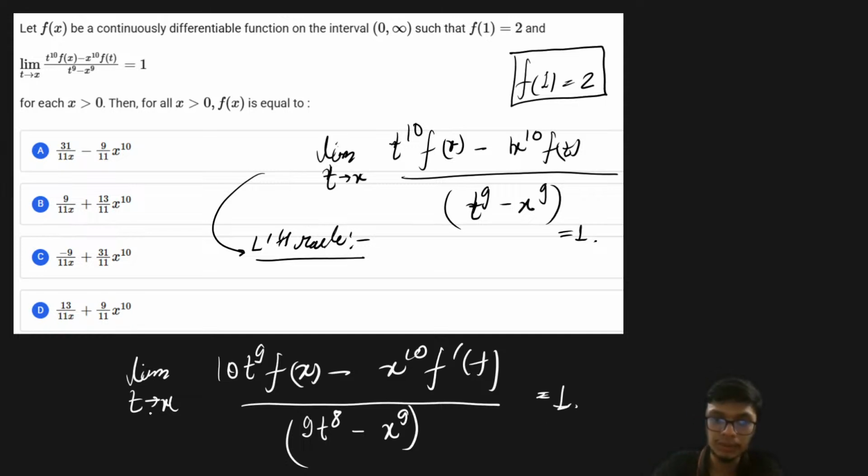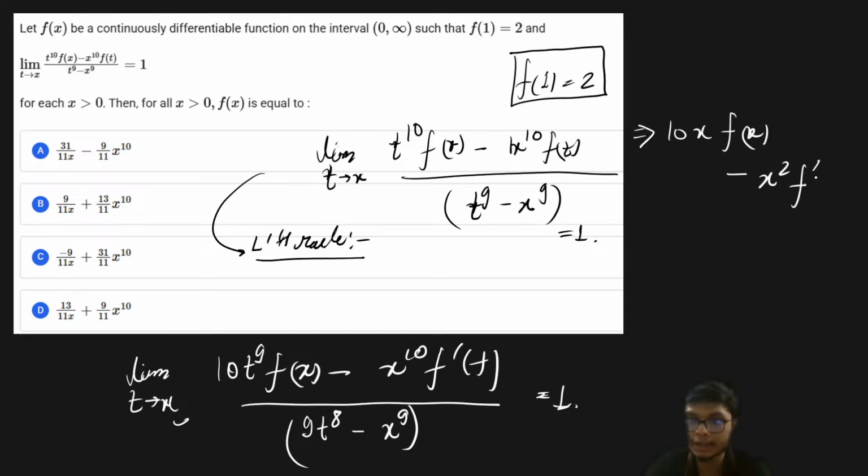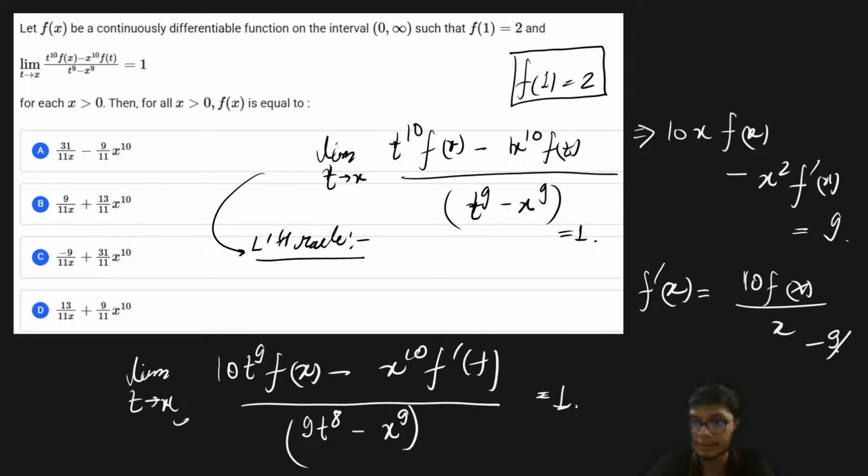Okay, so now if we put t equal to x, then I see that this is not becoming a 0 by 0 form, and it is basically becoming a finite result, right? So that is basically given as 10 times x into f of x minus x squared into f dash of x is equal to 9 over here. And if I try to simplify this relation, then I will have the differential equation, that is f dash of x is equal to 10 times f of x divided by x minus 9 by x squared. Is this clear?